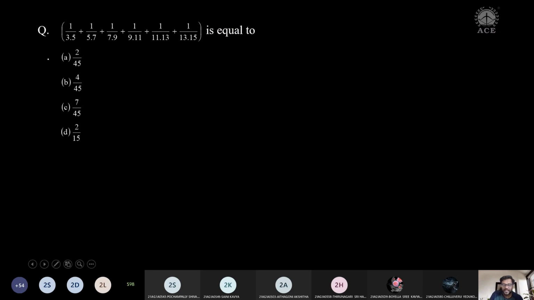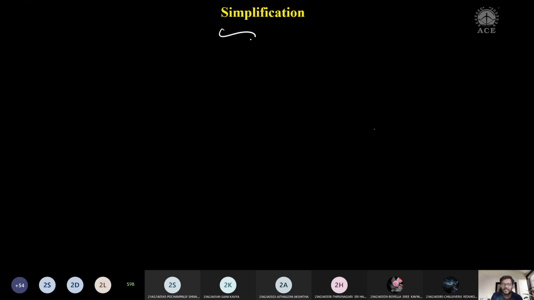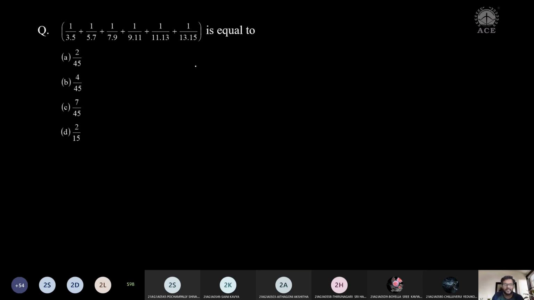See the first question related to simplification. Simplification is a different type of question we are going to discuss. We'll give updates along with the questions we discuss initially. We'll go with the question and understand how to solve that directly. See the first question, my dear friends.